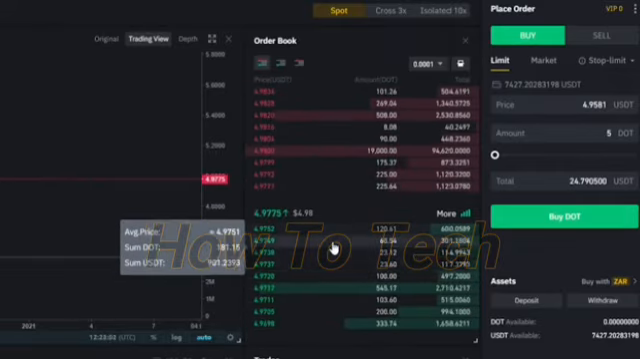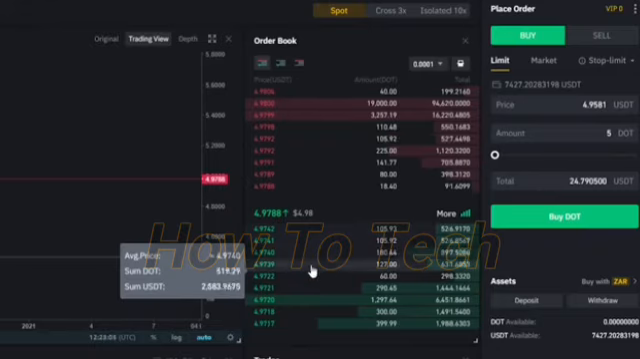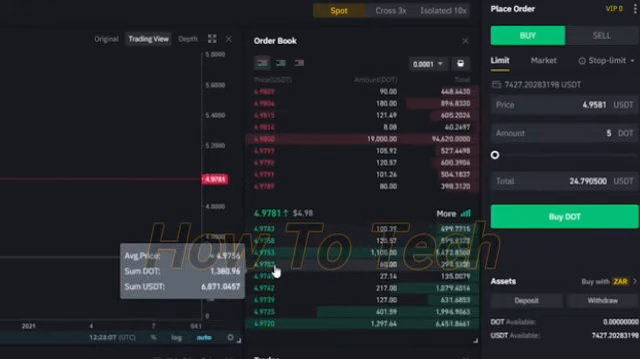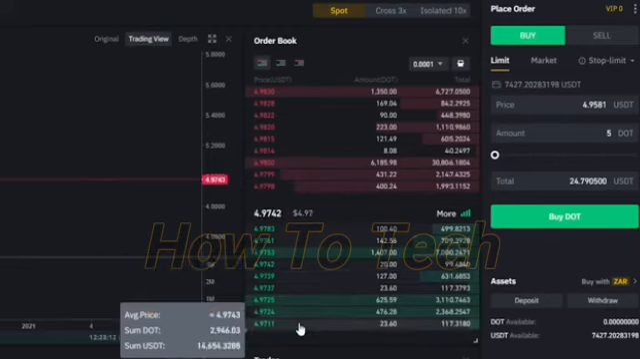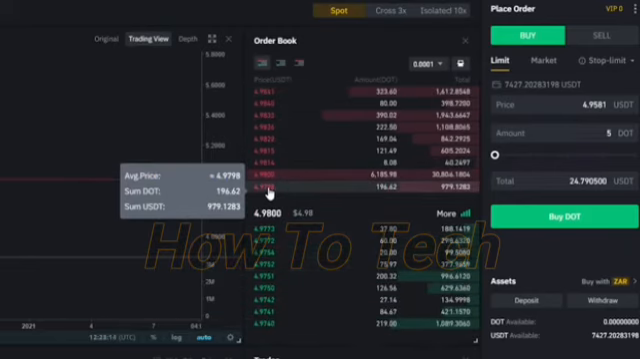These green people are the buyers. Like me right now, I want to buy. It means that I will become one of these people over here, right? So if I want to buy immediately, I'm better off taking a price from here. That's why it's called a taker.